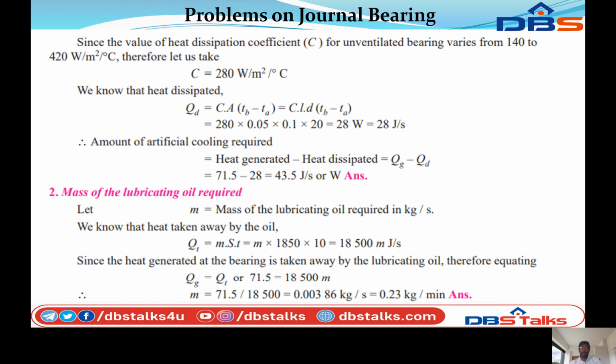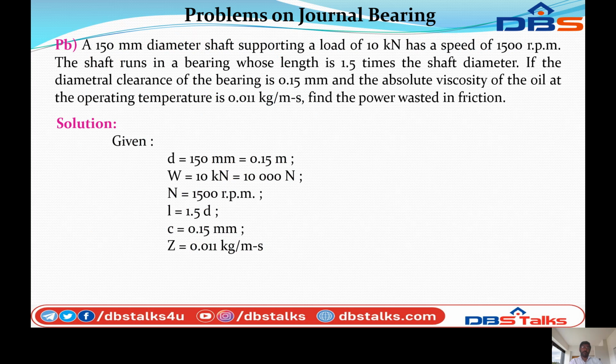So next, another problem. So this is the last problem. A 150 mm diameter shaft supporting a load of 10 kN has a speed of 1500 rpm. The shaft runs in the bearing whose length is 1.5 times the shaft diameter. If the diametral clearance of the bearing is 0.15 mm and the absolute viscosity of the oil at the operating temperature is 0.011 kg per meter second, find the power wasted in friction.